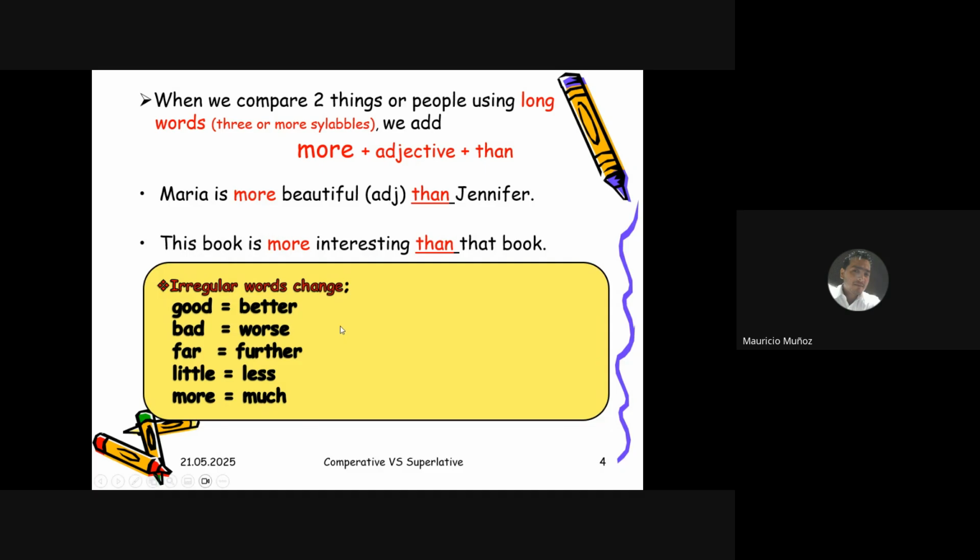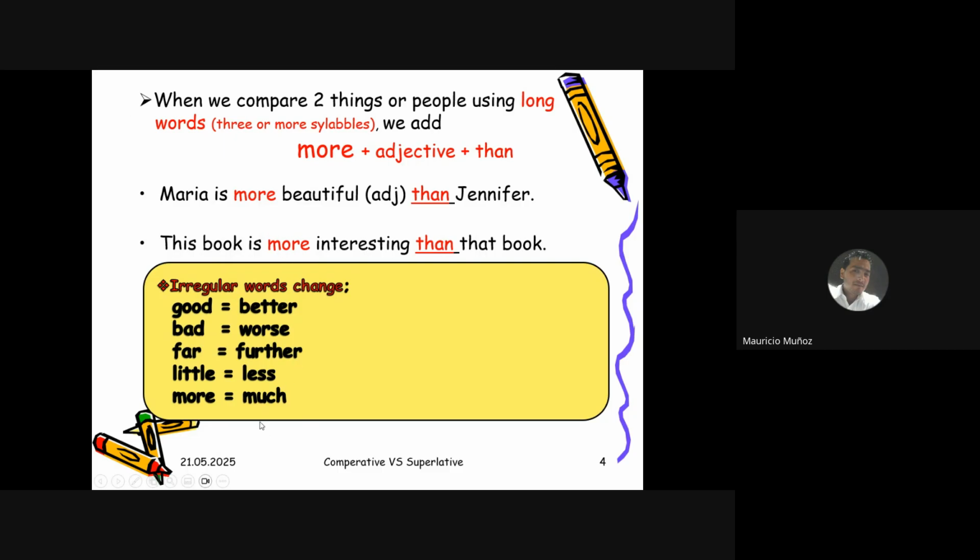Okay. And then we have irregular adjectives. Well, irregular adjectives are these ones, okay? Good, bad, far, little, more. So these are irregular adjectives. We call them this way because these adjectives do not follow any rules.